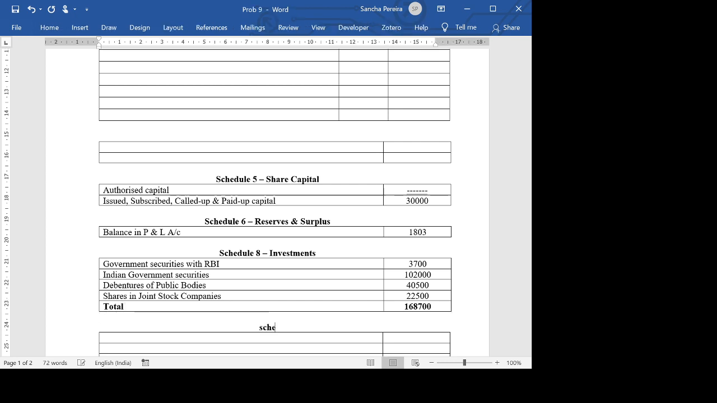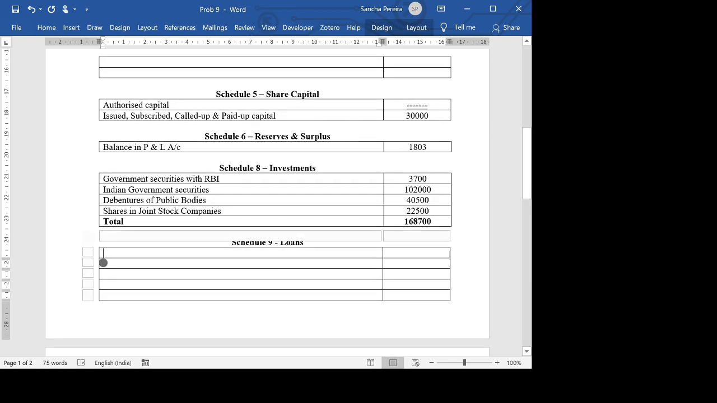Then we come to schedule 9. We have one item here, that is loans. Mortgage debtors / loans, which is 7,500. Now if you check the problem, they have put it as mortgage debtors / loans. In brackets they have put it as debit.